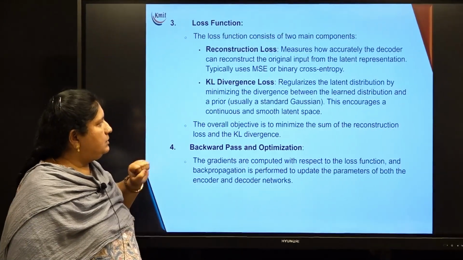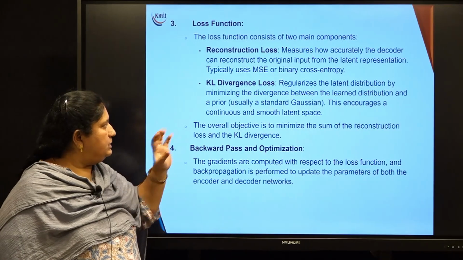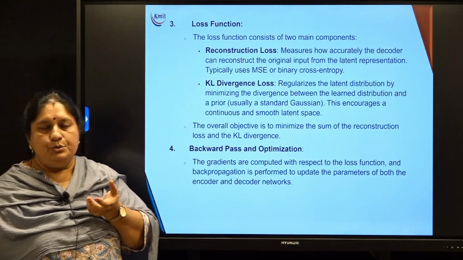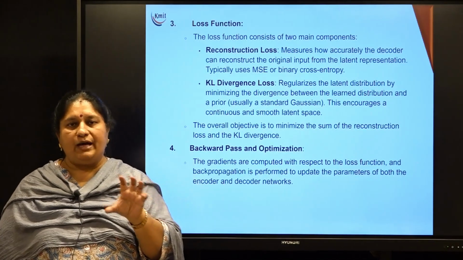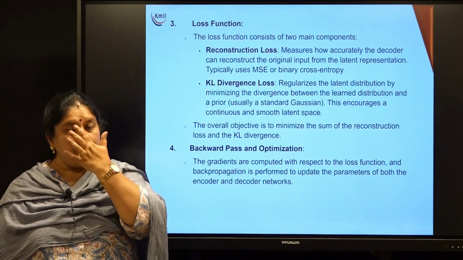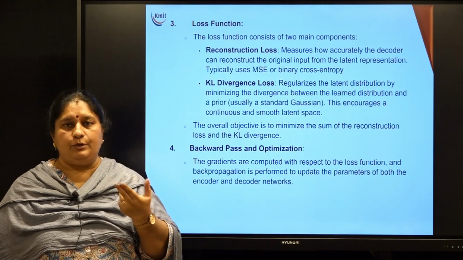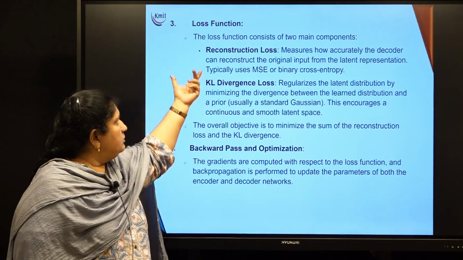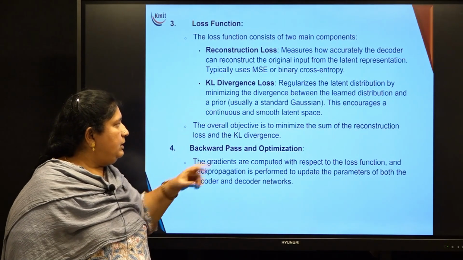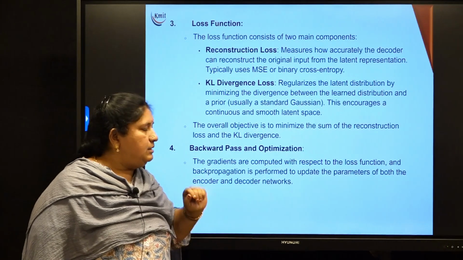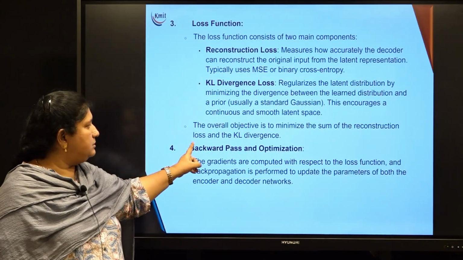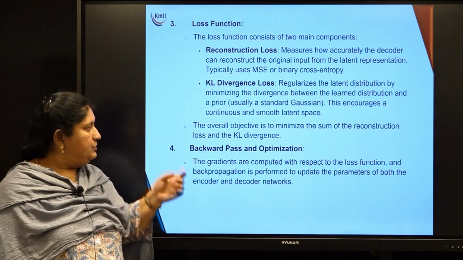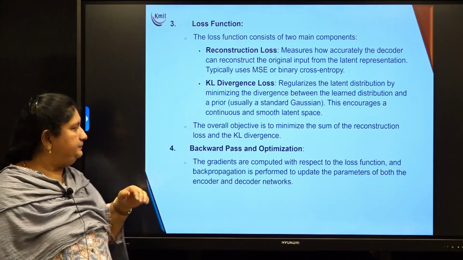KL divergence regularizes the latent distribution so that the distribution values are continuous and smooth, and it is easy to interpolate. What is the overall objective when we talk about the loss function? We are trying to minimize the sum of reconstruction loss and KL divergence loss. So always it is to minimize.